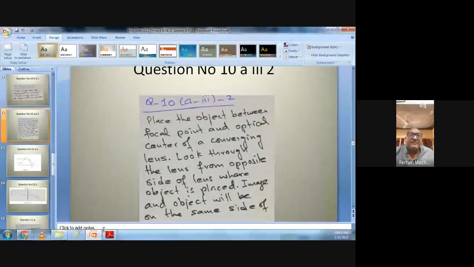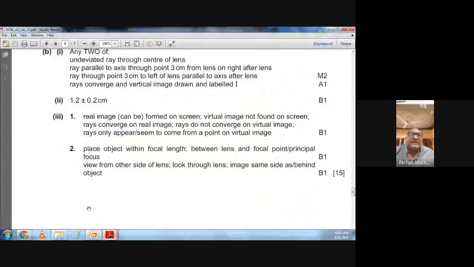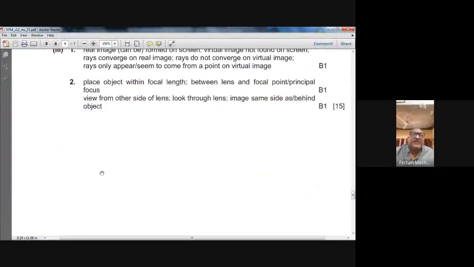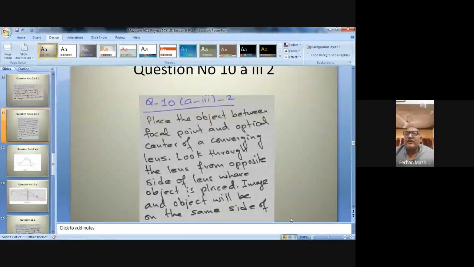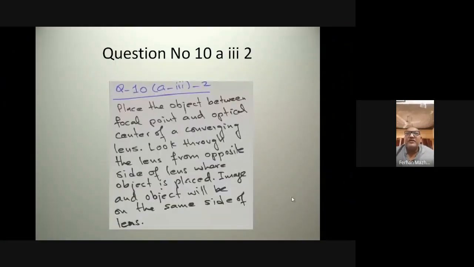Let's check the marking scheme. What the marking scheme says. Marking scheme says place the object within the focal length between lens and the focal point or principal focus. View from the other side of the lens, look through the lens, image same side as behind the object. The image will be behind the object. That's the virtual, magnified, and erect image will be formed. Let me show you my answer again so you can write them also. So here on your screen, my answer is showing.